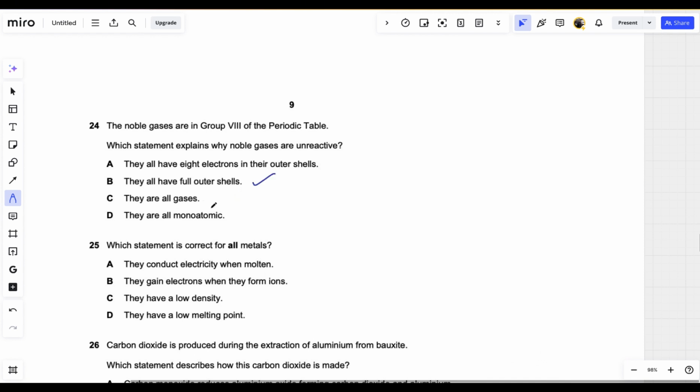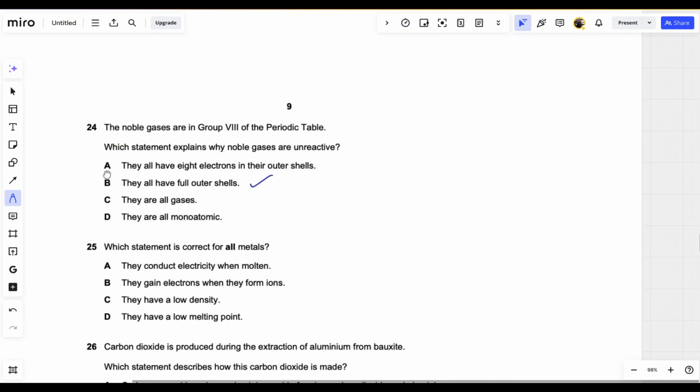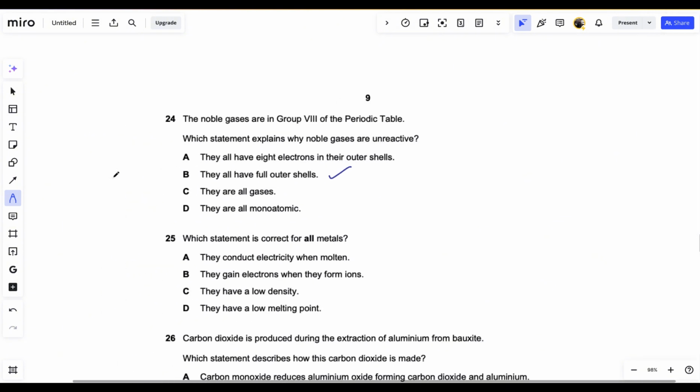They are all gases, not really the reason. So the answer is B. They have a full outer shell. It's more superior than A. They all have 8 electrons in their outer shell. Do you know why this is not the correct answer?